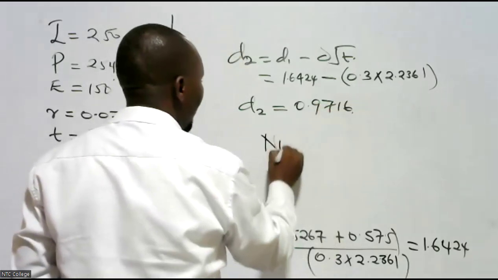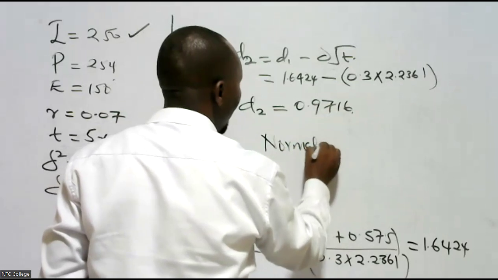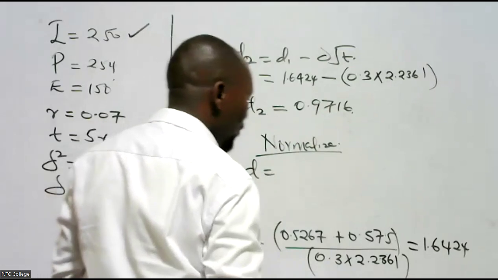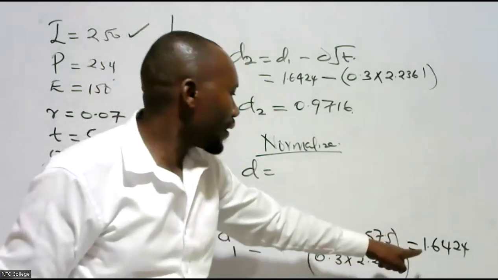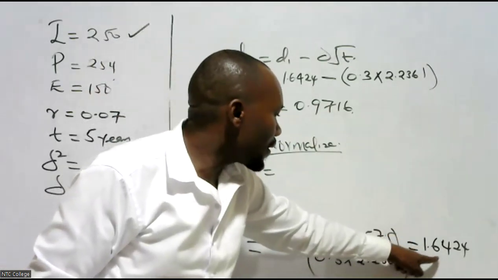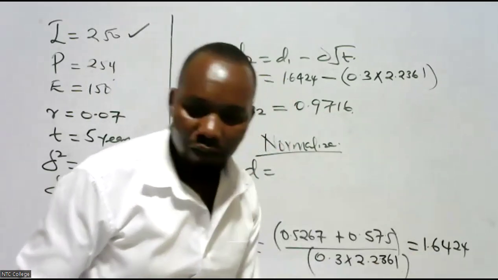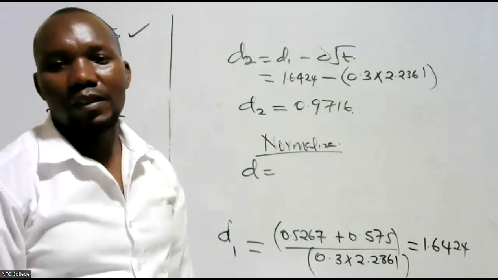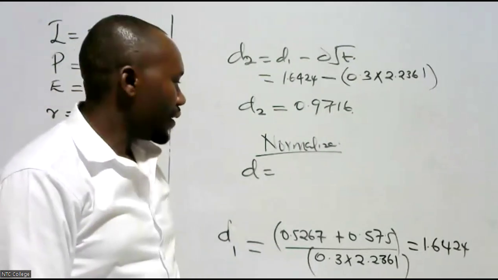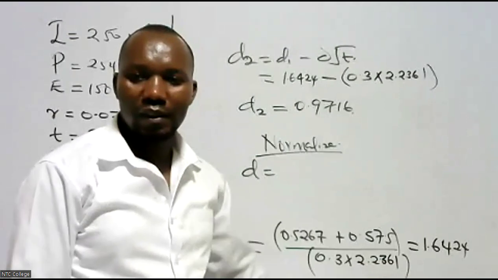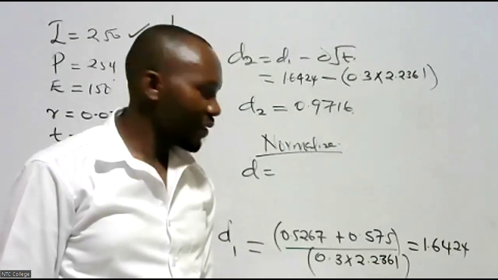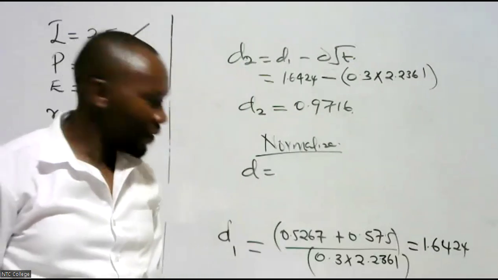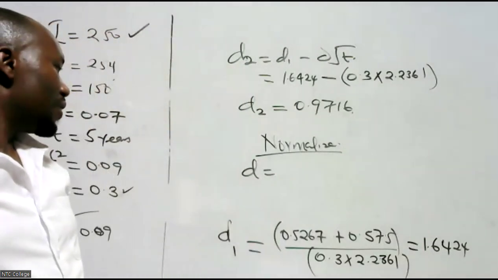So normalize then. Once you have gotten that, now normalize. So you say that D1, come to the table, find this. Go to the table, find 1.6, then find the column of 4. What are we doing? Find these for 1.6. Even that table does not have 1.6.